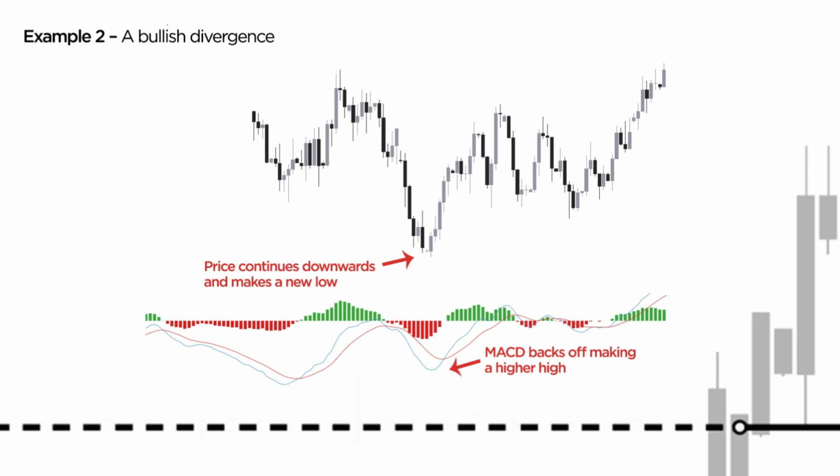Let's look at another example. Here we can see that the MACD indicator is beginning to back off, slow down and head upwards, whereas price is continuing to make new lows and head downwards. Again, this is a divergence, and this suggests that price may be bottoming, or in other words, price may be about to begin also backing off before moving upwards.